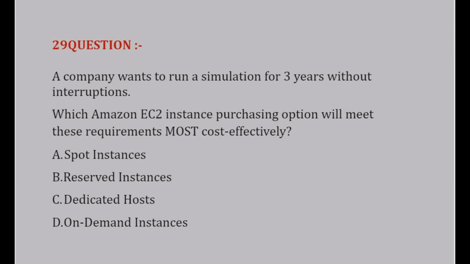Question is, a company wants to run a simulation for 3 years without interruptions. Which Amazon EC2 instance purchasing option will meet these requirements most cost effectively? Option A, spot instances. Option B, reserved instances. Option C, dedicated hosts. Option D, on-demand instances. Correct answer is option D.